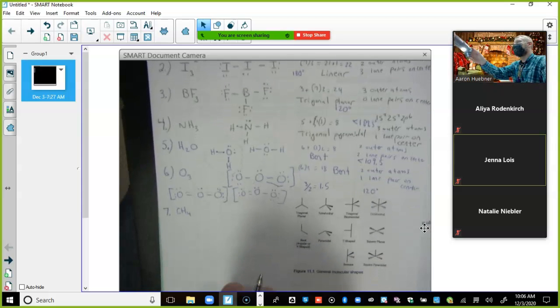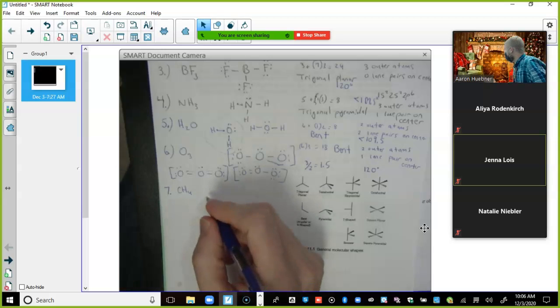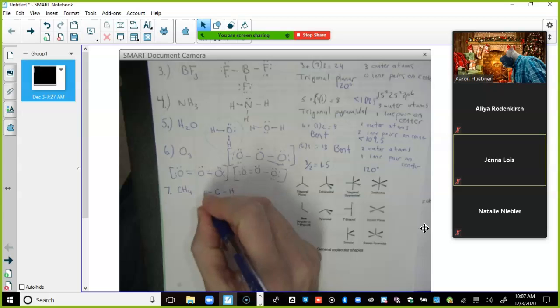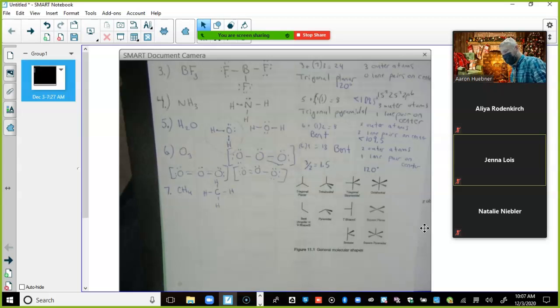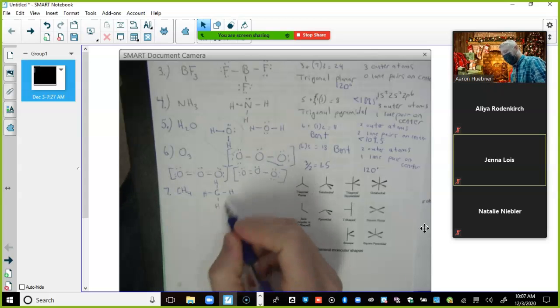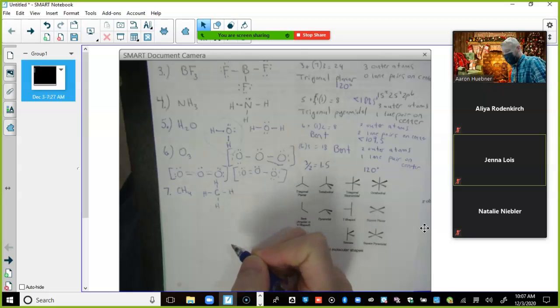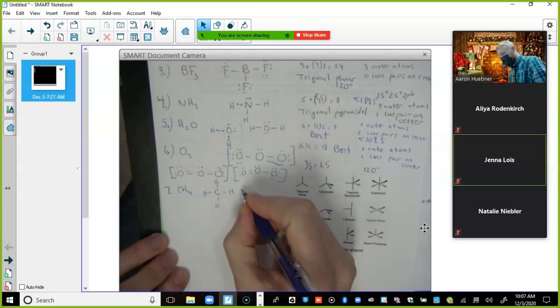CH4. Carbon is the ultimate central element. It's got 4 bonding sites, so it's always going to be centered. And we got to have at least one bond to each of the hydrogens. Alright, and I'm being sloppy with drawing these shapes. Technically, that's not what it's going to look like in 3 dimensions. First, let's count how many valence electrons we need, and then we'll talk about drawing the correct shape.